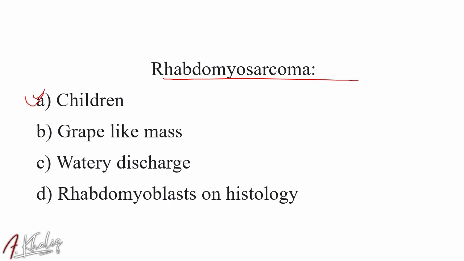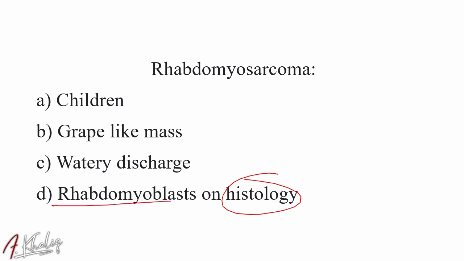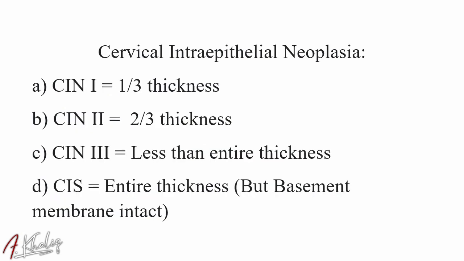Rhabdomyosarcoma is characteristically seen in children with a grape-like mass with a watery discharge, and on histology you're going to see the rhabdomyoblast. If you talk about the cervical intraepithelial neoplasia, you have CIN 1, 2, and 3.